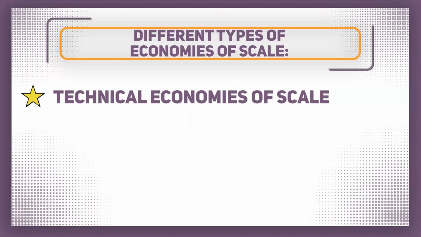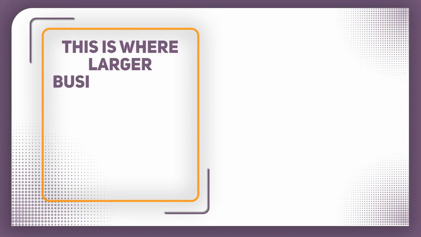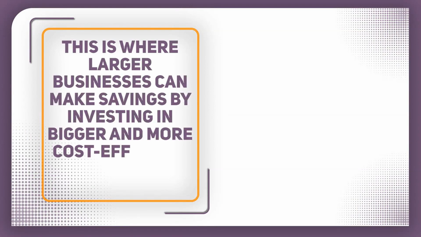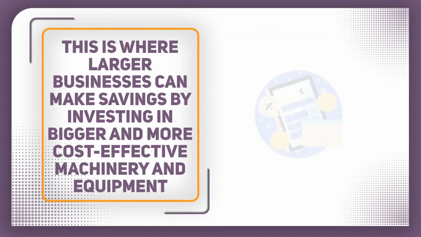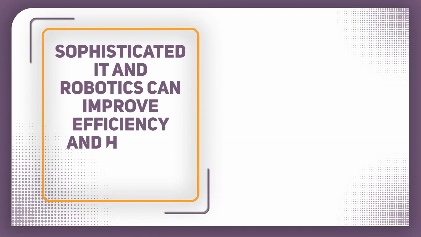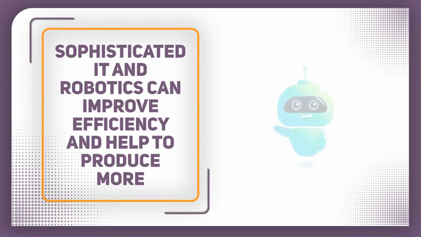So firstly, we have technical economies of scale. This is where larger businesses can make savings by investing in bigger and more cost-effective machinery and equipment. For example, sophisticated IT and robotics can improve efficiency and help to produce more. But the reality is that these are expensive and therefore usually only affordable to larger businesses. So this is more achievable as the business grows.